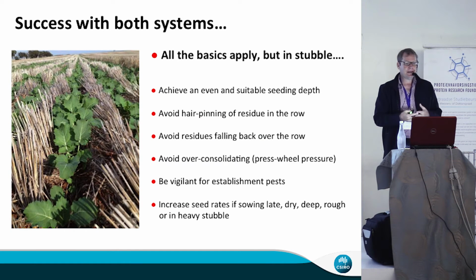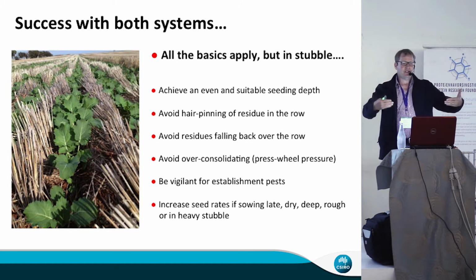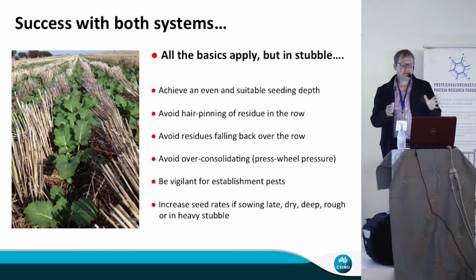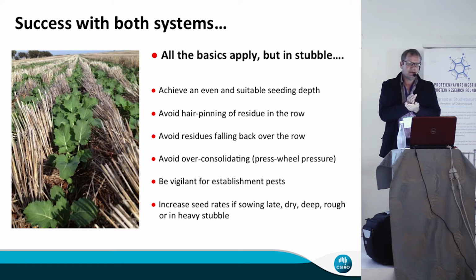So in summary, as I said, you can have success with any system. Remember those basics about what you need to get plants established, whether you're in stubble or not, and it's really trying to achieve that even and suitable seeding depth for your system. Avoid hair pinning. Also avoid a situation where the residues and the soil fall back into the row. And another thing people have probably been doing in Australia at least is over-consolidating with the press wheel. So canola is a small seed. If you compact above it too hard, it's going to struggle out of that. So be careful not to over-consolidate.